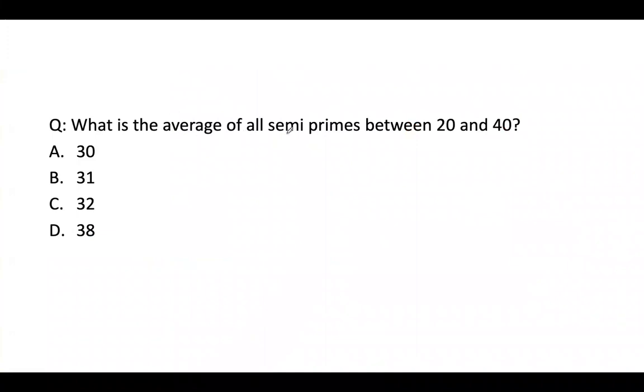What is the average of all semi-primes between 20 and 40? Semi-primes are nothing but the numbers which are the product of two prime numbers. For example, 2 into 3 is a semi-prime, 2 into 5, because 2 and 5 are prime numbers. Product of any two prime numbers can be called a semi-prime. Now we have to take all the semi-primes which are between 20 and 40 and find the average of them.